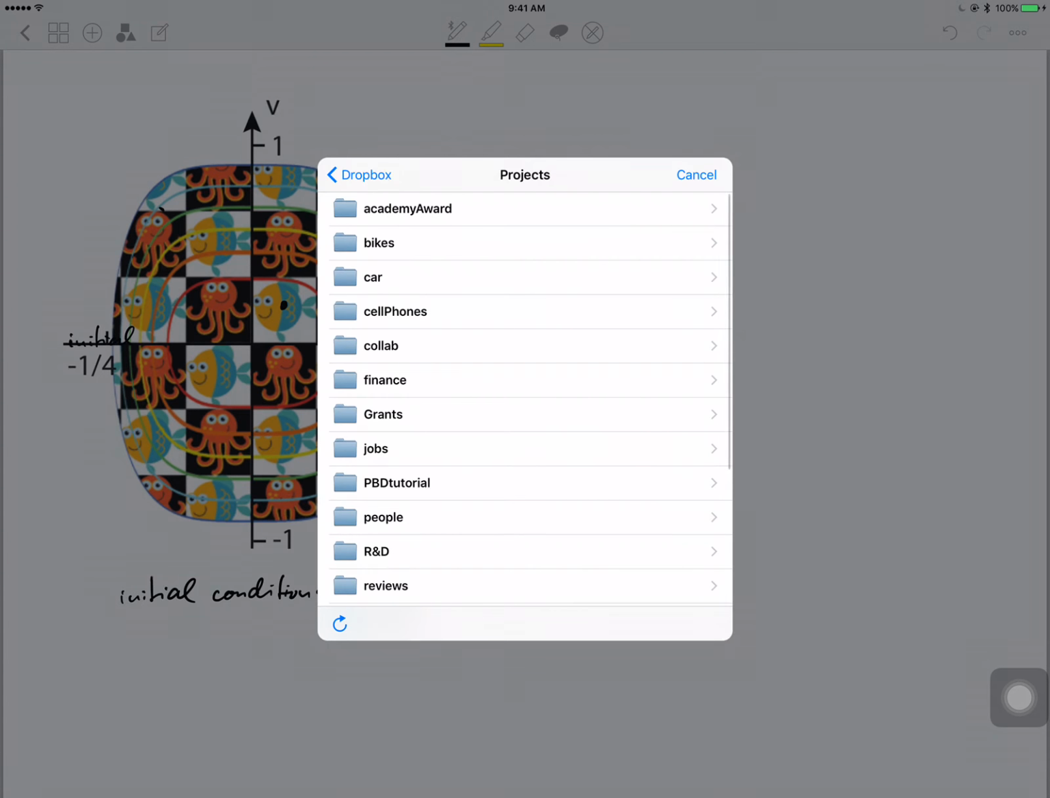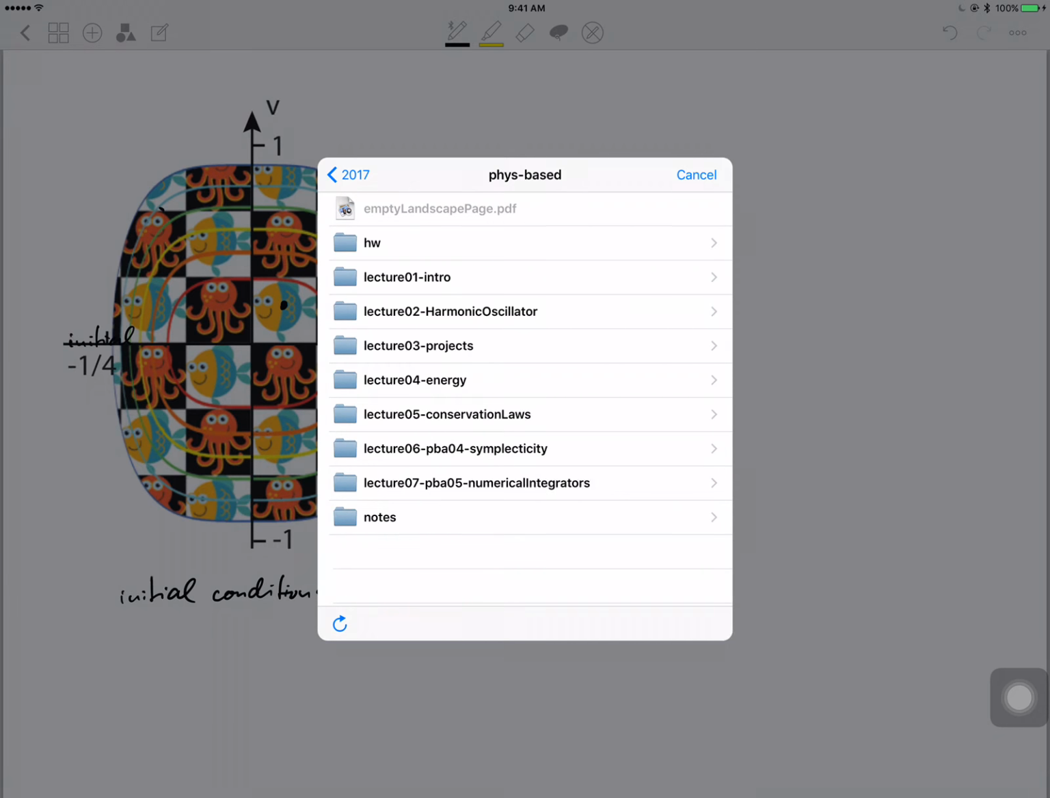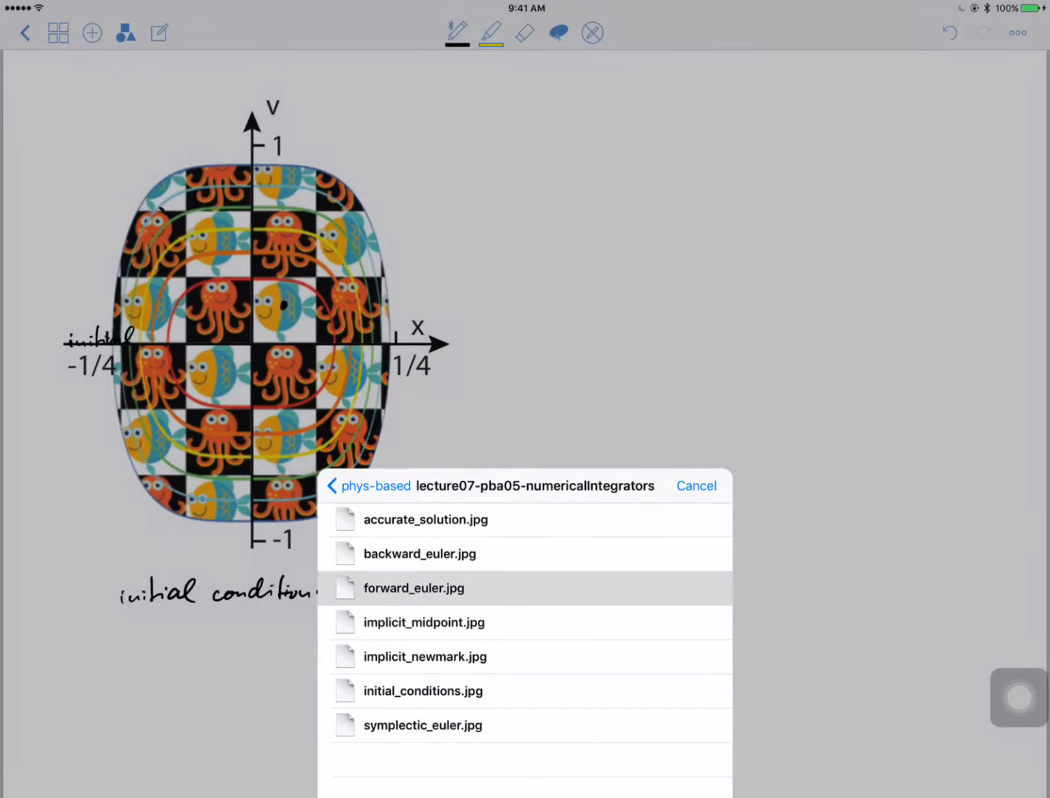I need to find a better way of looking up the files. Forward Euler.